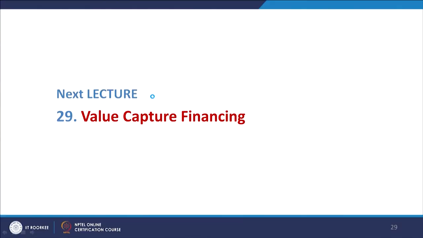Next day, we will discuss value capture financing. In this week, we have been discussing the finance aspect of the municipality: the conventional sources, non-conventional sources, and today we have discussed the accounting system. Next day, we will discuss value capture financing. We will show how, from various assets like land, property and other assets, the municipality can earn revenues for creating new infrastructure and better service.